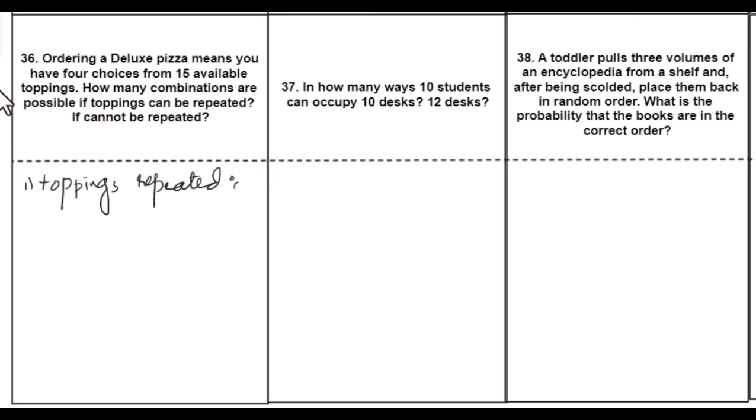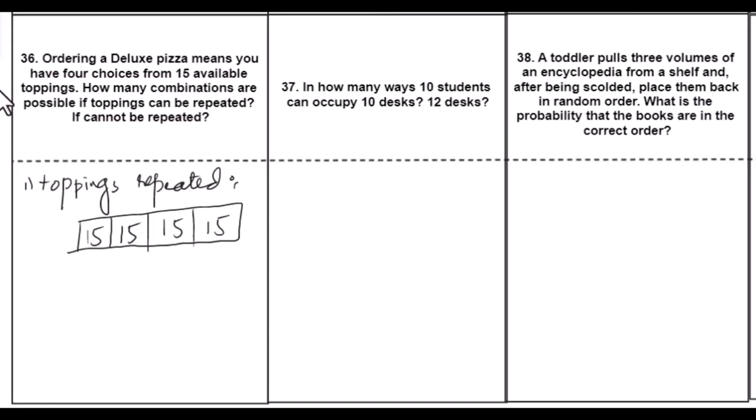Okay, so if the toppings can be repeated, how many choices of the toppings do I have? Again I have 4 choices here, so 4 slots here. So in the first slot how many choices do I have? Again 15. In the second again 15, 15, and at the end again 15.